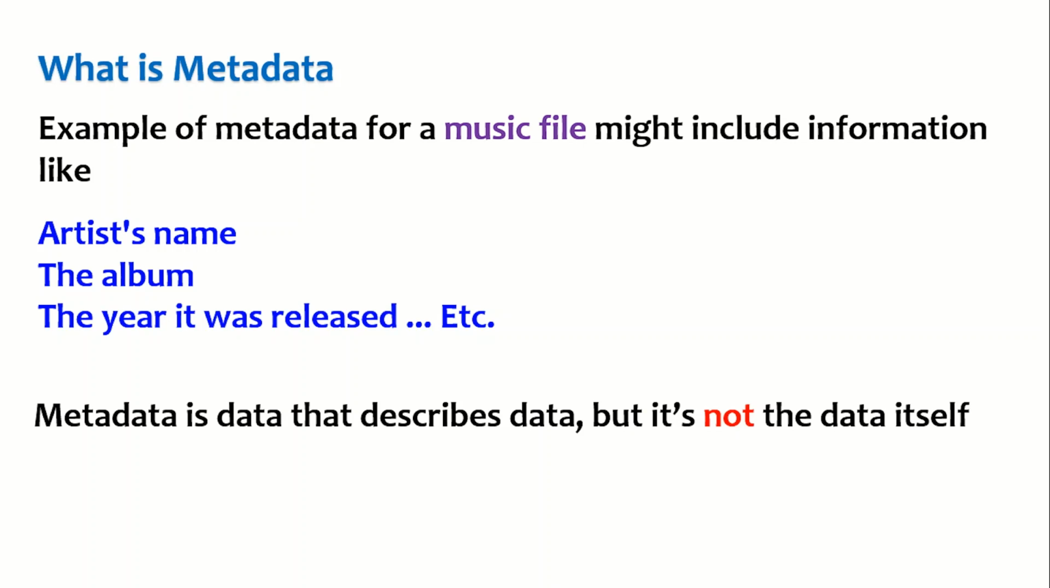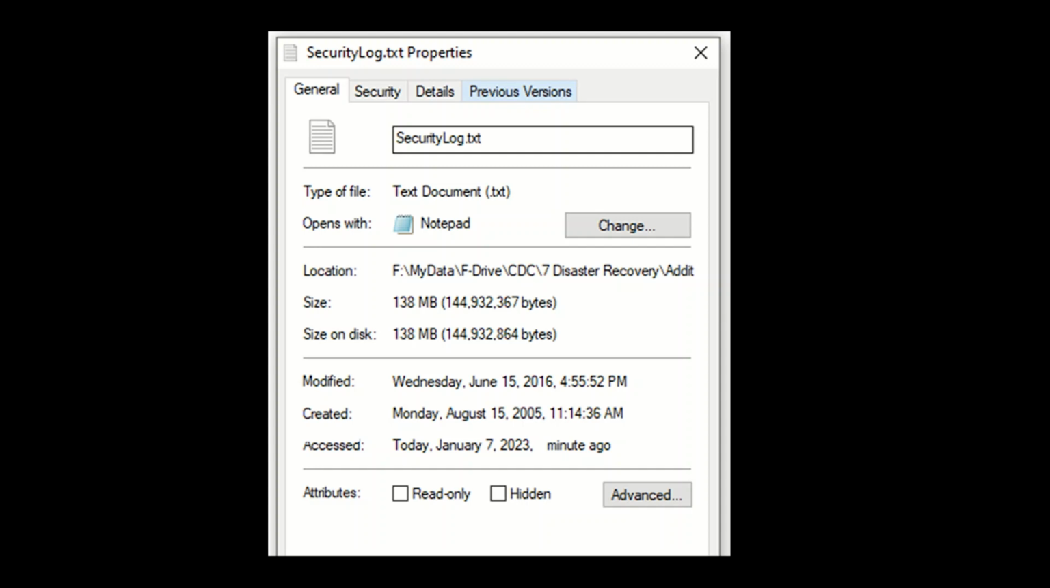Let's take a live example here. We have a file named securitylog.txt. Whatever you see on the screen right now is the metadata of the file securitylog.txt: for example, type of file, opens with, location, size on disk, modified, created, accessed, and the attributes. These are not the contents of the file. This is the information about the file. So we can call this the metadata of the securitylog.txt file.